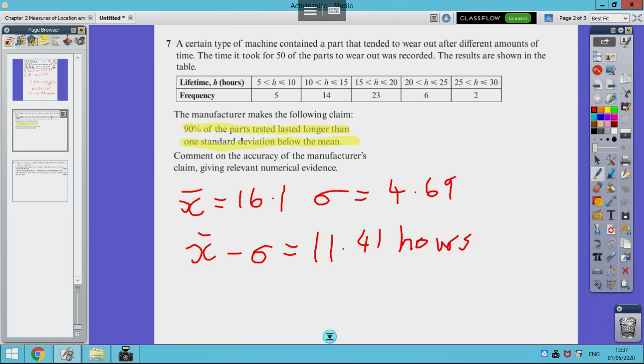The next thing we need to do is have a look at where this is. So 11.41 hours is going to be in this bracket here. Now your lower class boundary is 10. This is quite a nice easy one because you don't have to think about what's halfway. And your upper class boundary is 15. Your class width is therefore 5. What else have we got? The sum of the frequencies below is just 5. And the question tells us that there are 50 parts, so your total is 50. They've actually been very nice to you there.